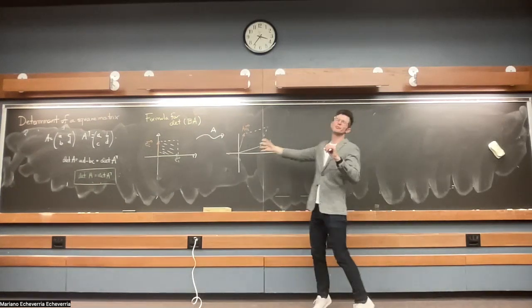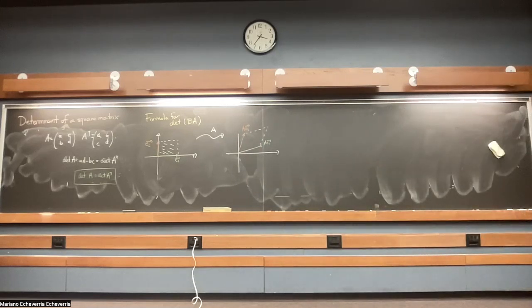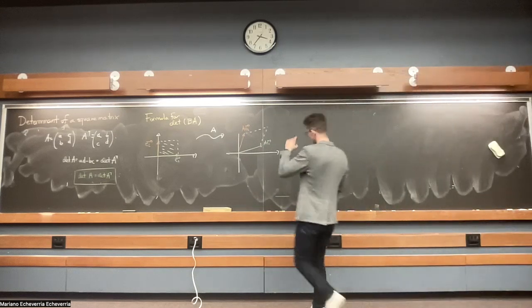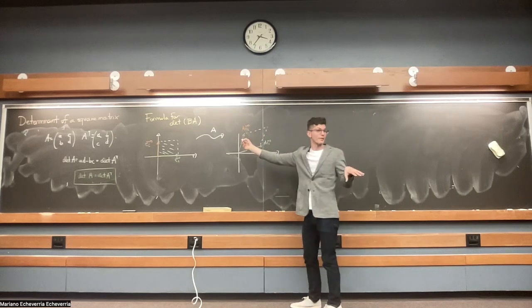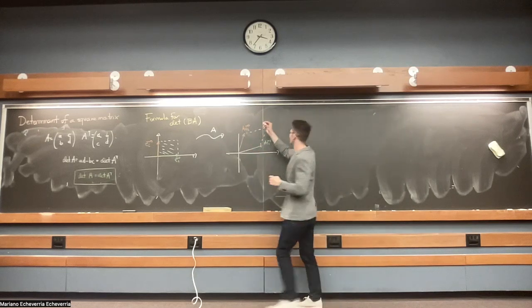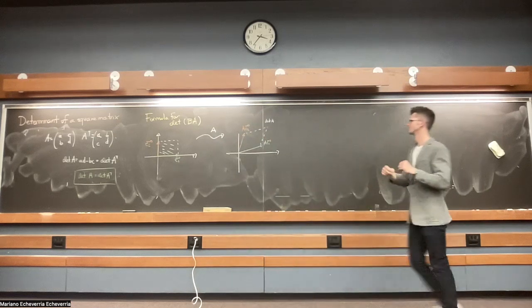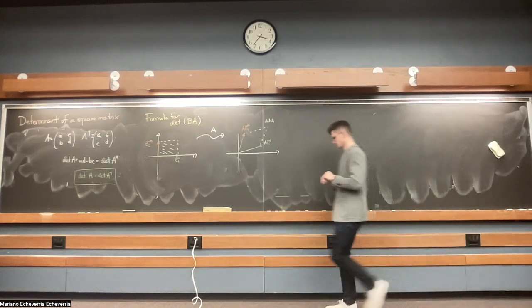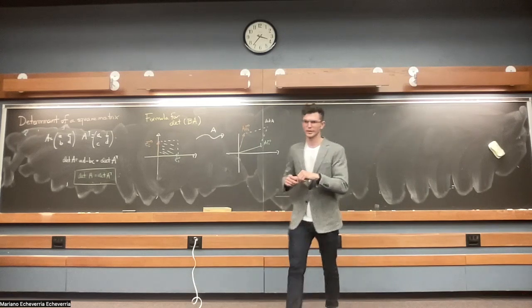And I'm just doing the picture in the case that's easiest to understand. Everything else works when you start thinking about all the other possibilities. So this one had area equal to the determinant of A, right? That's the whole point. Okay, let's see how.